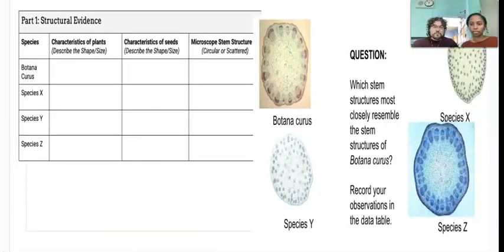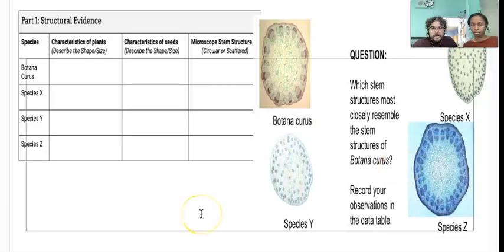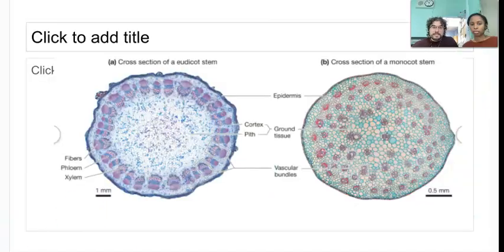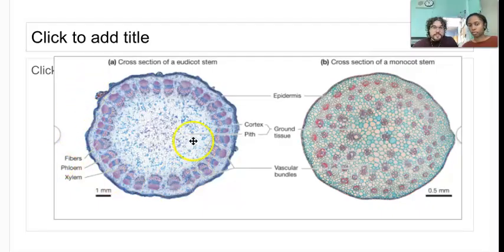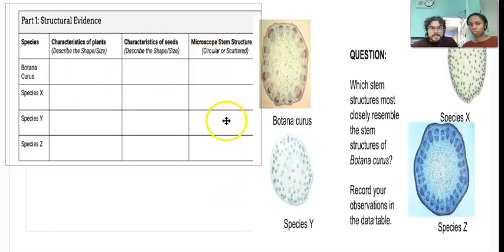Once you've done that, I want you to grab the laminated sheet that says that you're comparing the cross sections of stems. And again, that looks like what you see on the right side of this slide. Here, you're choosing between 2 options. Is the stem circular in formation, like on the left, or is it more scattered, like on the right? So only choose one of those. It's going to be one or the other, and write it there in that column where it says microscope stem structure.